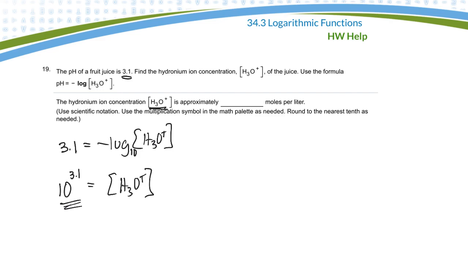Oh, I forgot to do the negative. Whoops. Divide this by -1, divide this by -1. So it'll be 10 to the negative 3.1. That'll be your hydronium ion concentration.